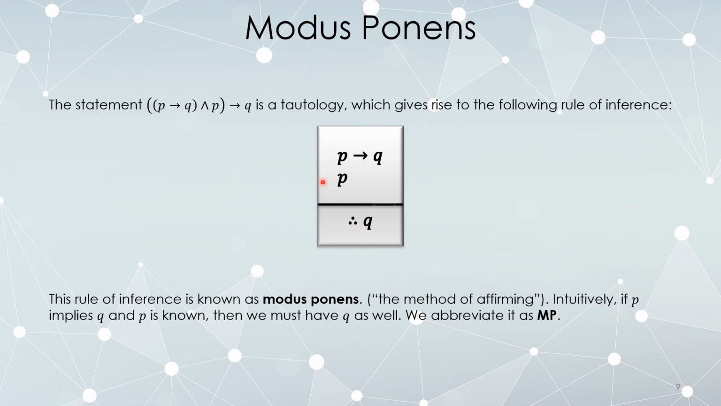Modus ponens, notice, has 2 hypotheses. So if you want to use modus ponens in a proof, you need to refer to 2 lines, and you can abbreviate that as MP for modus ponens.